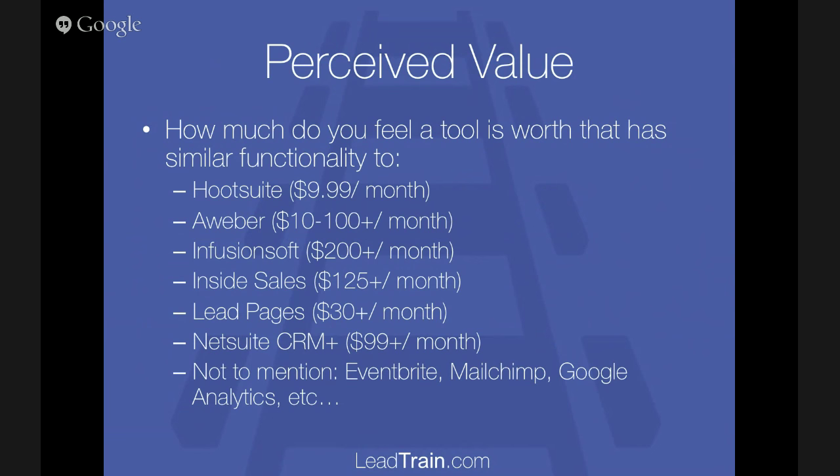Well, what about NetSuite CRM? We give you a place to manage all of your leads and all of your contacts. Well, they're one of the best CRMs out there, and we do a lot of the things similar, except ours are specific to your industry. Well, they charge $99+ a month. Not to mention the free tools that we can do many of the same things as, such as Eventbrite, MailChimp, Google Analytics, etc., and many, many more.